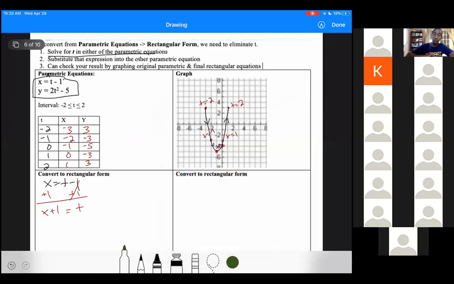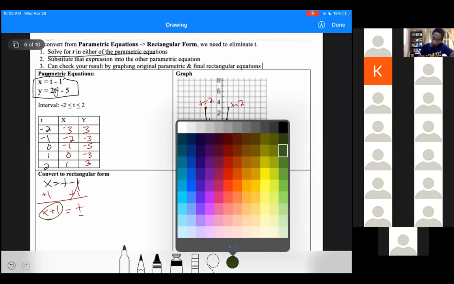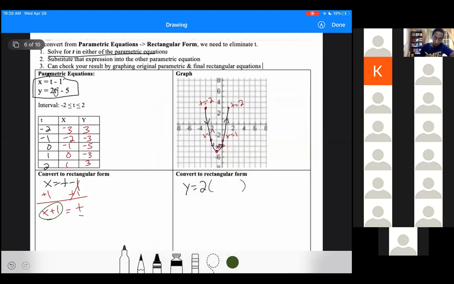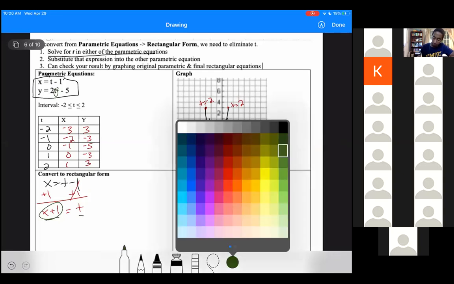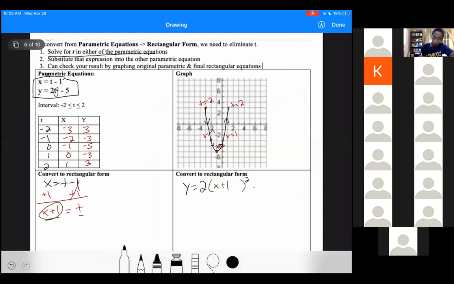The reason that we want to solve for t is because then we can use substitution, in order to eliminate the variable t. Because if t equals x plus 1, we can substitute in the second equation for t, x plus 1, which will then eliminate the variable t, and you'll be left with only y and x. So it'd be like y equals 2, but then in place of t, we're going to put (x plus 1) squared minus 5. So we solve for t first, and then we substituted that into the other equation. And then we can solve.